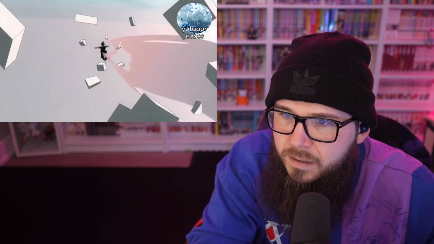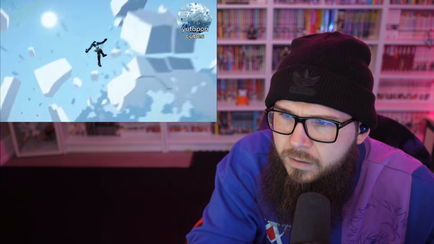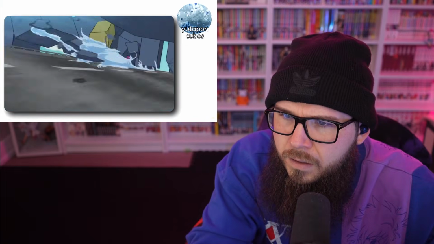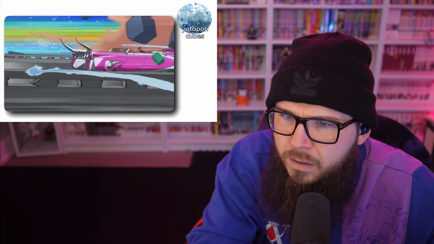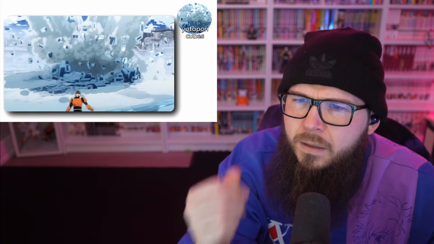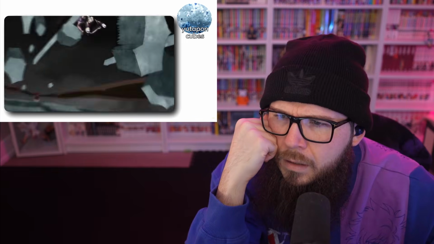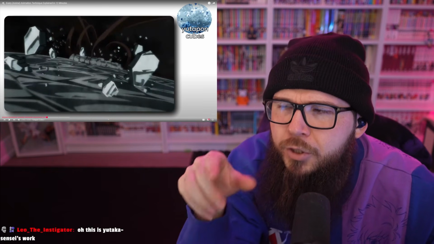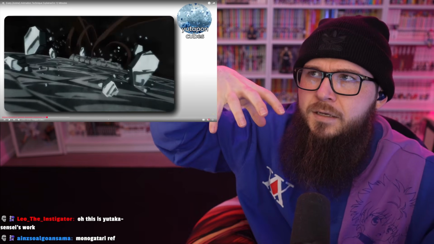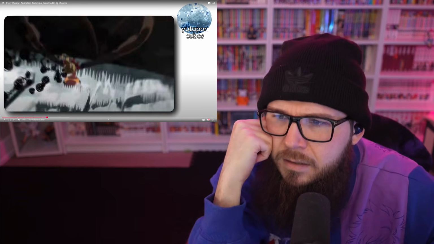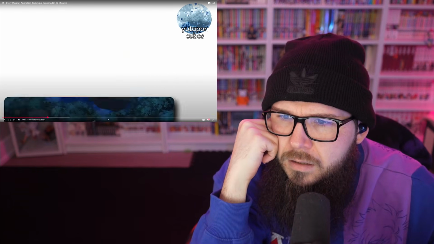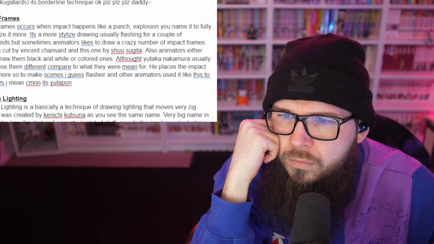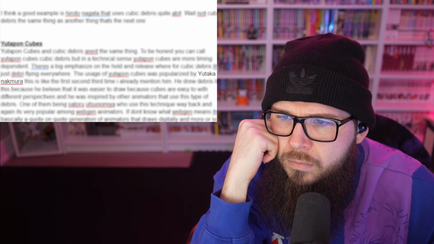Utapon cubes and cubic debris aren't the same thing. To be honest, you can call Utapon cubes cubic debris, but in a technical sense, Utapon cubes are more timing dependent. There's a big emphasis on the hold and release, where for cubic debris, it just flies around everywhere. But with the Utapon cubes, it comes out and it kind of slows down for a second. The usage of Utapon cubes was popularized by Yutaka Nakamura. This is like the first, second, third time I already mentioned him.